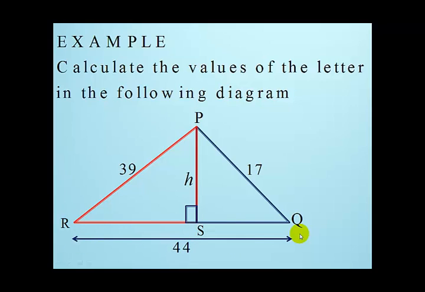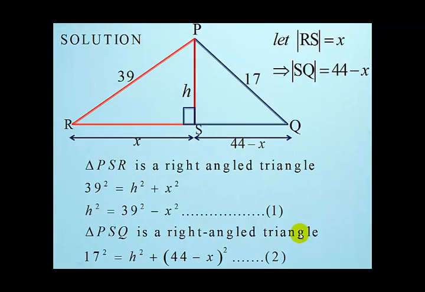Now let's see the solution to this problem. Considering the diagram that was given, PR was given to be 39 and PQ is 17. From P to S is H. Let the distance from R to S be X. If the distance from R to S is X, then it means that the distance from S to Q will be 44 minus X. Why? Because the total distance from R to Q is 44. And therefore, if the distance from R to S is X, then it means that the distance from S to Q will be 44 minus X.